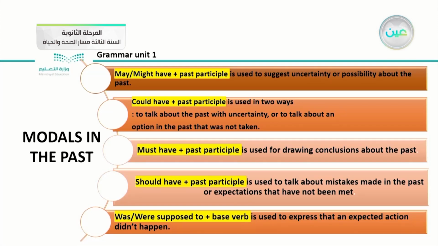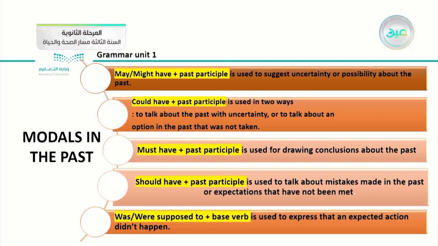Number 3, must have. When can I use must have? The structure of it is must have plus past participle. We use it if we want to draw a conclusion about the past or events that happened in the past. Number 4, should have plus past participle. What do you think it is, or how can we apply that one? We use it if we want to talk about mistakes that were already made in the past, or expectations that have not been met.